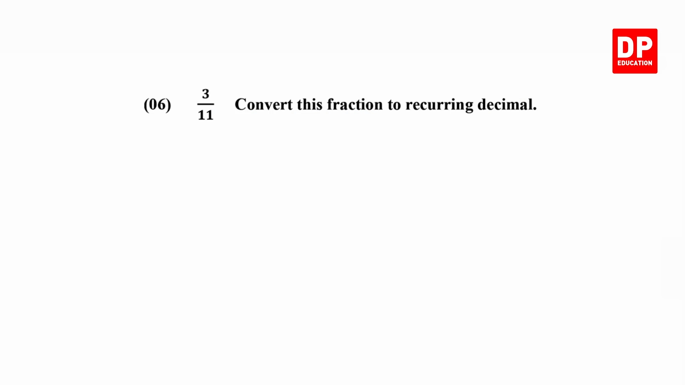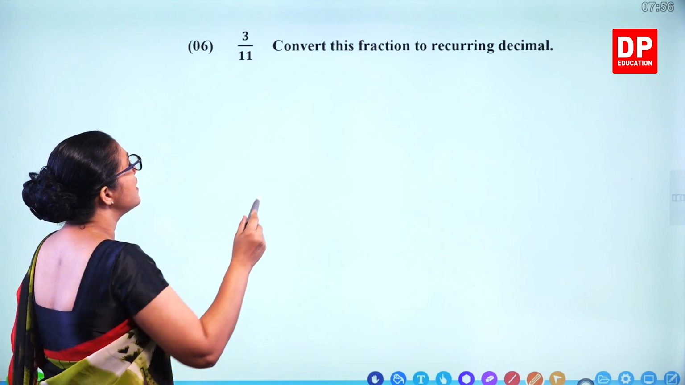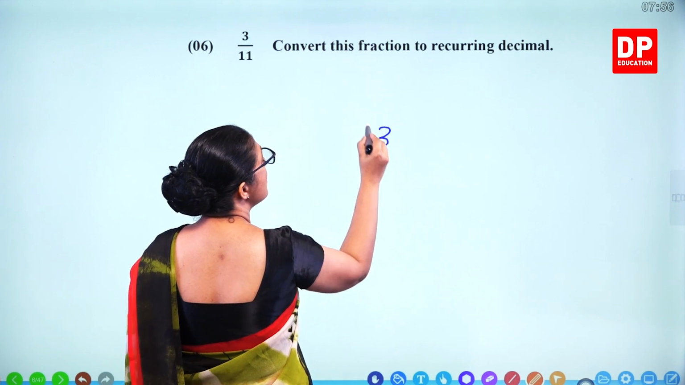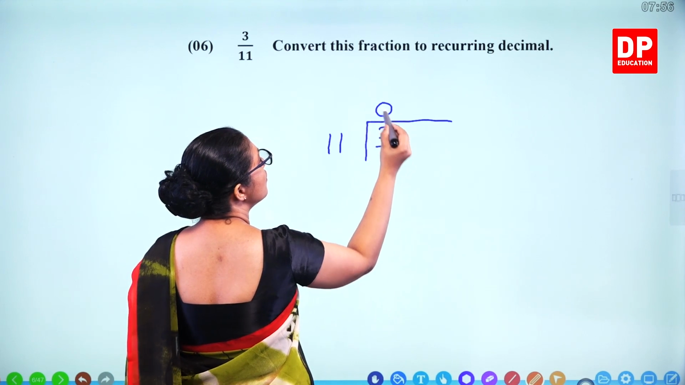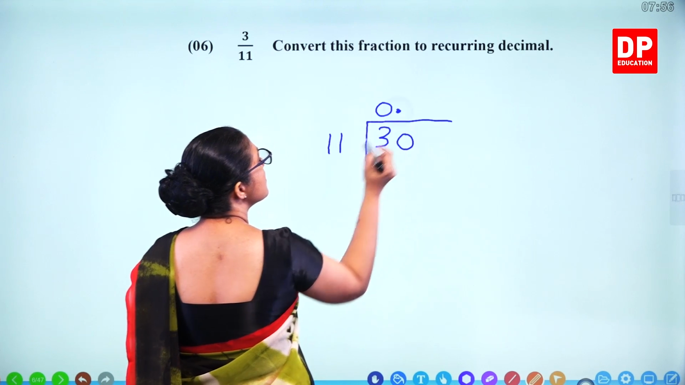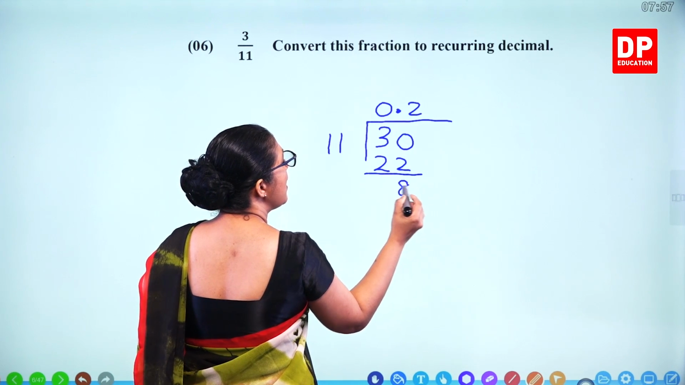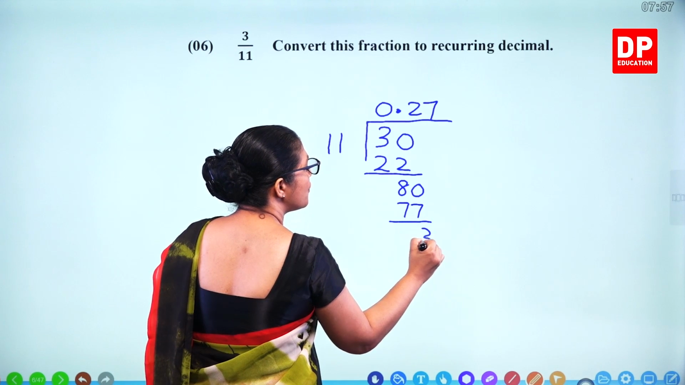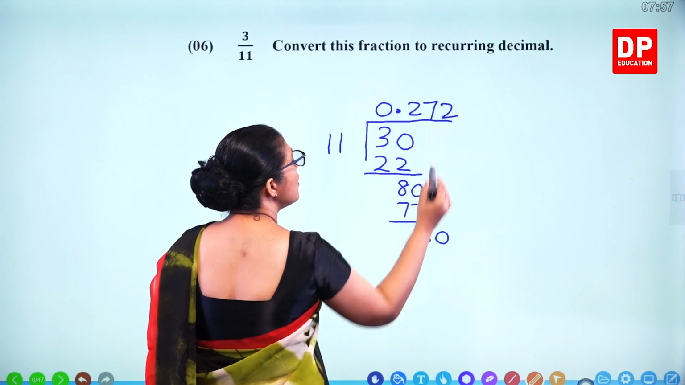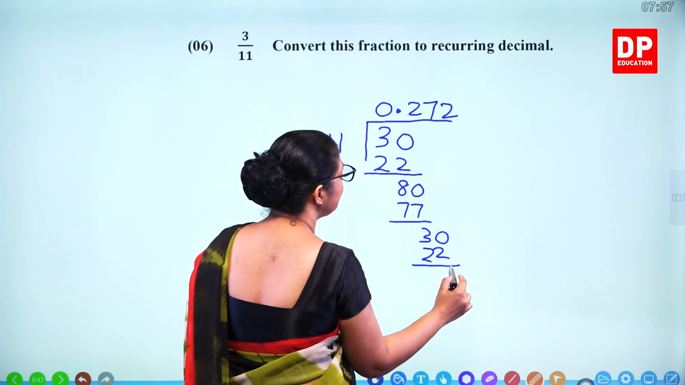Question number 6. Convert this fraction to recurring decimal. Recurring means repeating the same digits again and again. So, how do you convert? This is long division. 3 divided by 11. 0. Then you have to take 0. 11 times 2, 22. 8 remaining. For 80, that's 7, 77. So, 3 remaining. For 30 again, 2, 22. So, can you see? Same thing repeating.